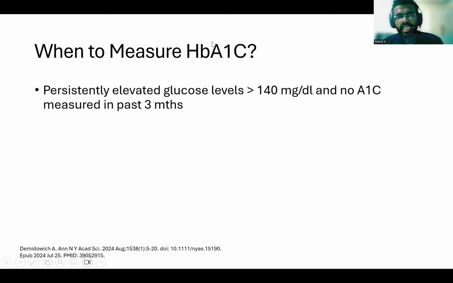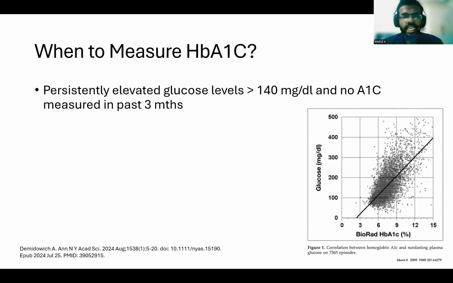So do you actually measure an HbA1c in inpatients? As per guidelines, they recommend that if the patient has persistently elevated glucose levels of more than 140 and no A1C has been done in the previous 3 months, it might be worthwhile to get an HbA1c done. Why is this recommended? Despite what many people think, a single RBS level gives you very little information about what the overall glycemic control for that particular patient is.